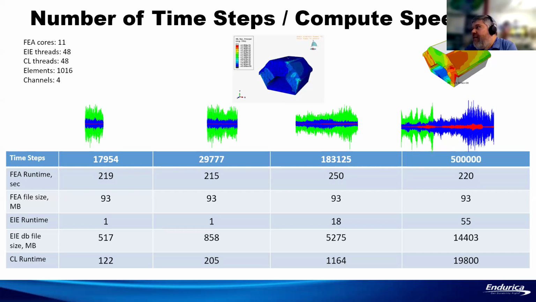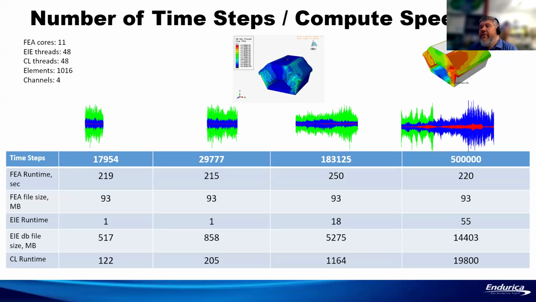So in all cases here, it took about 200 seconds to build the map. That map took about 93 megs of disk space. The interpolation using the EIE solver only took, in the case of 20,000 time steps, less than a second, really. For 500,000 time steps for this model, we did it in about 1 minute. And that was running on 48 threads.